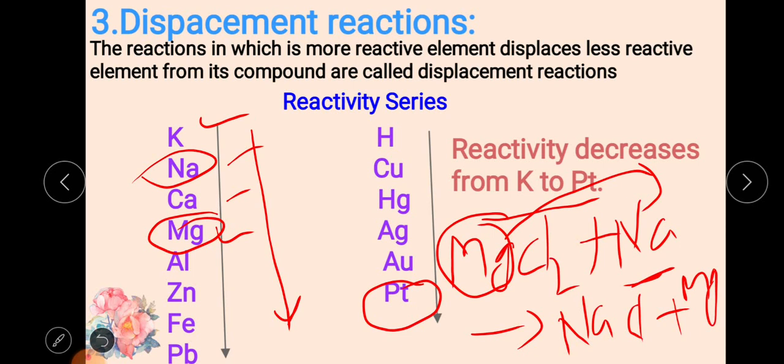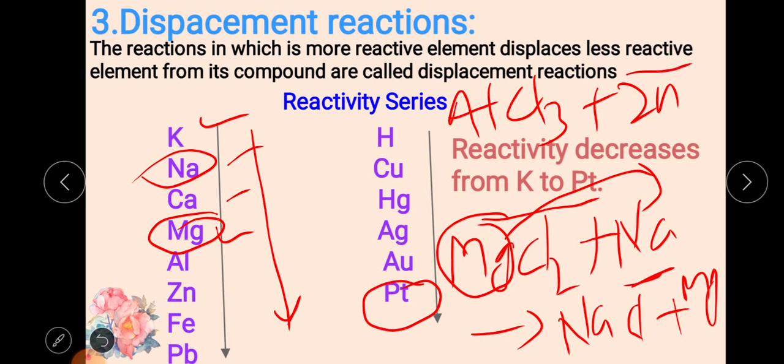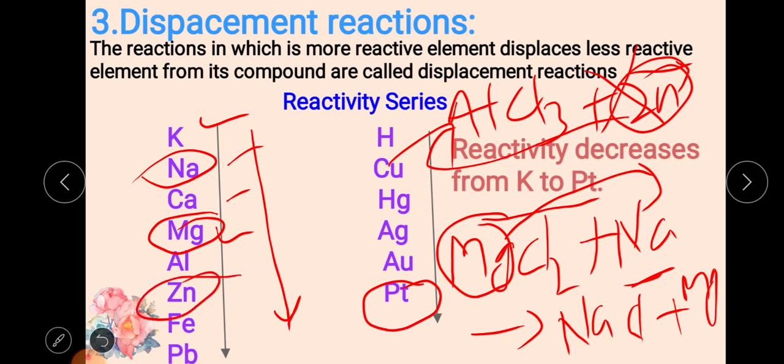But if it is reversed, NaCl plus Mg, this reaction is not possible. Or if you take one more example, aluminum chloride, AlCl3 plus zinc. Is the reaction possible or not? No, this reaction is not possible. Why? Because zinc is a less reactive metal than aluminum. Zinc does not have the capacity to displace the aluminum. Zinc will not displace the aluminum because zinc is here, aluminum is here, and aluminum is more reactive than zinc.